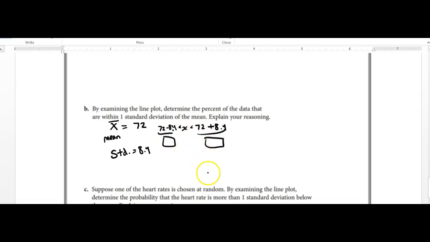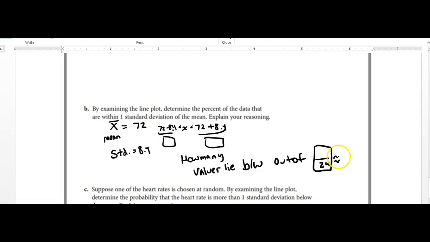And go ahead and count to see how many values actually lie between these two numbers out of the 24 values. Once you do that, we can then make that into a percent. Okay, so take some time to do that.